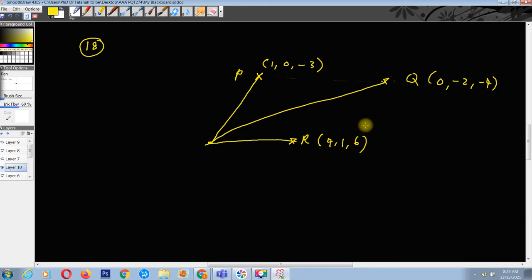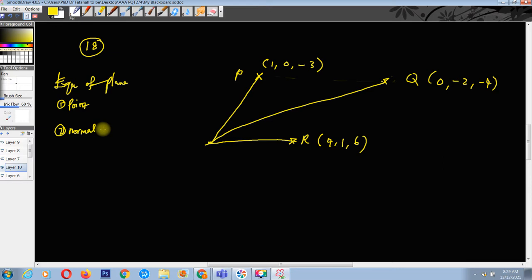Okay, if we go back, what should we have? We should have a point for the equation of plane. We have 3 points, so we can select maybe one of these points, and then we need to find a normal. We need to find a normal, and then that's all.